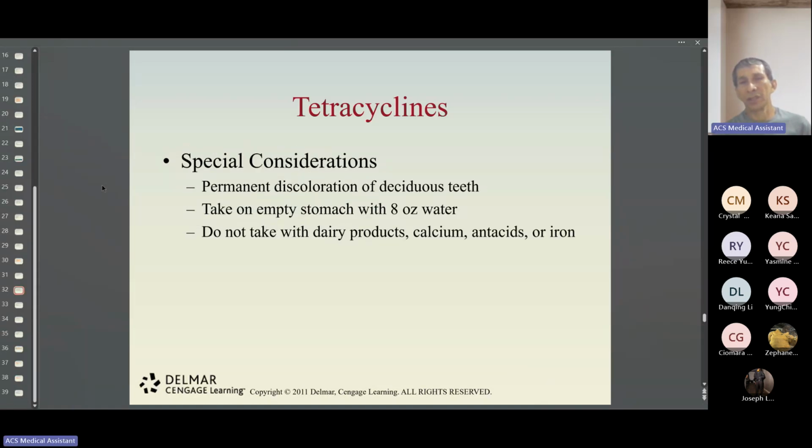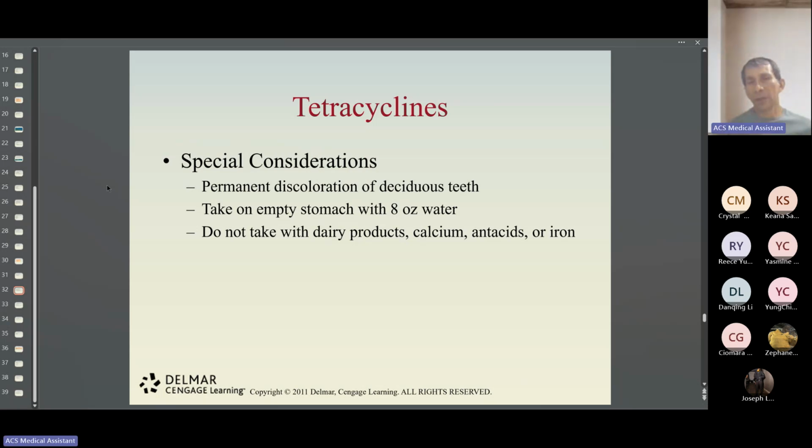Special considerations: permanent discoloration of the serious teeth. That's for children, because the serious teeth are the milk teeth. These are not the adult's teeth, not the permanent. That's the secondary teeth. So if a child is being given this medication, the teeth are going to be discolored. It's going to look yellowish, orange. It kind of scares the parents. No worries. It's just the medication that causes the discoloration.